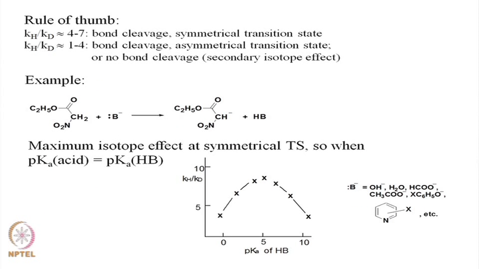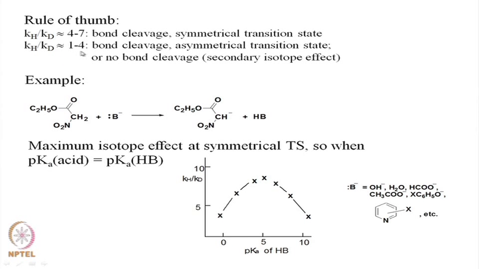So, what is the rule of thumb? The rule of thumb is that if kH by kD is close to 4 to 7, then it is bond cleavage and it is a symmetrical transition state. Of course, a perfectly symmetrical transition state will give rise to kH by kD close to 7. So a range from 4 to 7 corresponds to a symmetrical transition state.